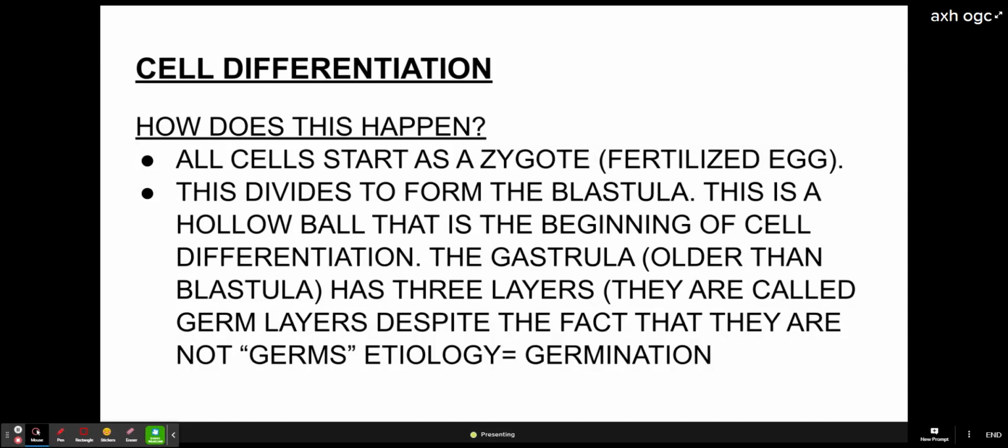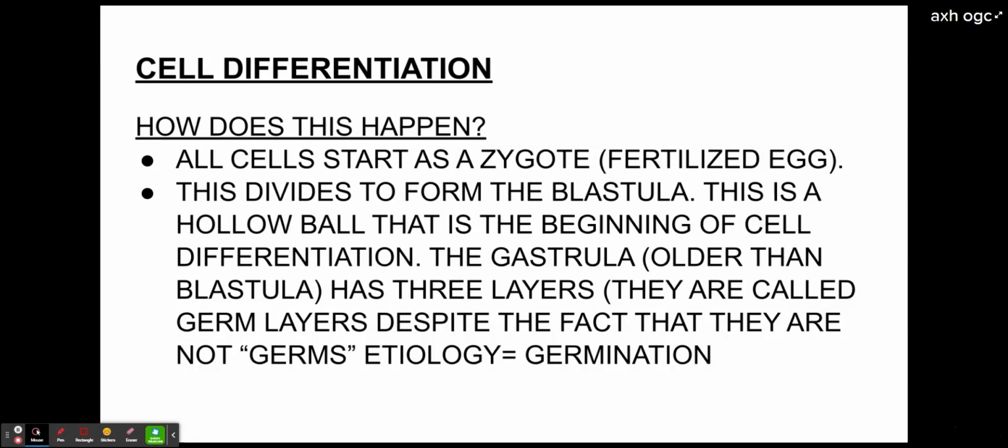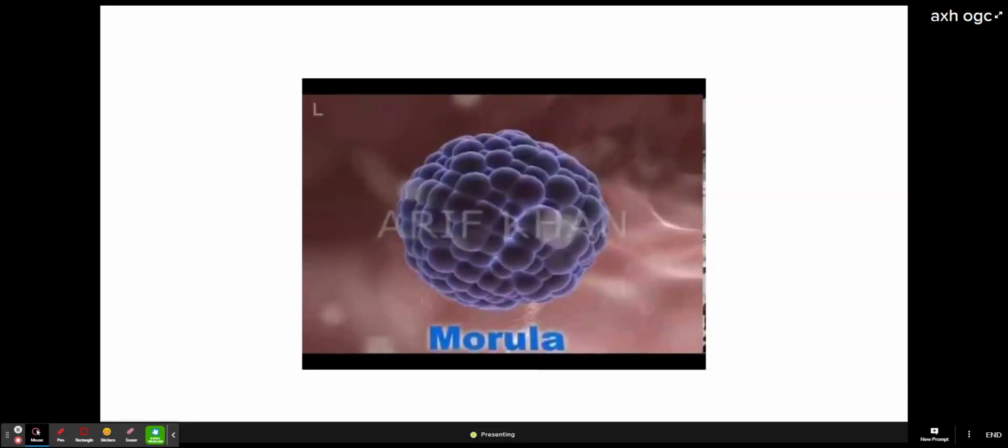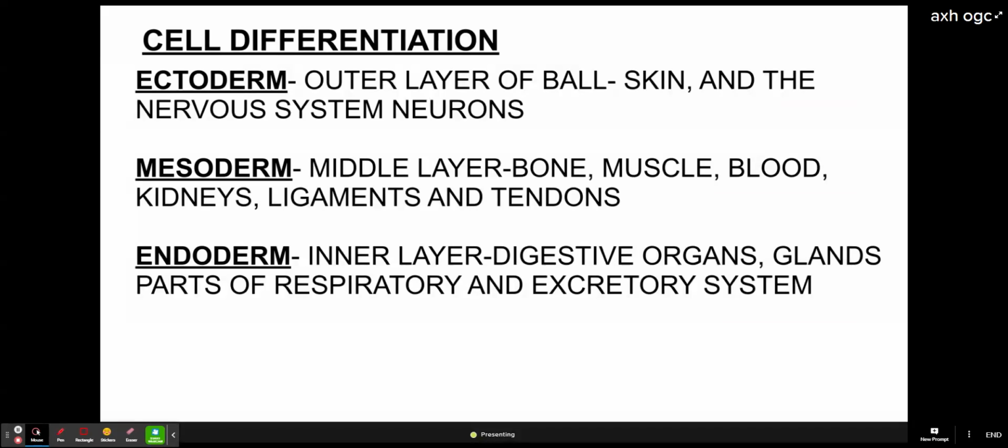Those 3 layers are called germ layers. Both the blastula and the gastrula have 3 germ layers, but it doesn't mean germ as in some microbe that can make you sick. It comes from the word germination. So those germ cells are able to germinate other cells. So the 3 layers are ectoderm, ecto meaning outer layer, and this gives rise to skin and neurons.